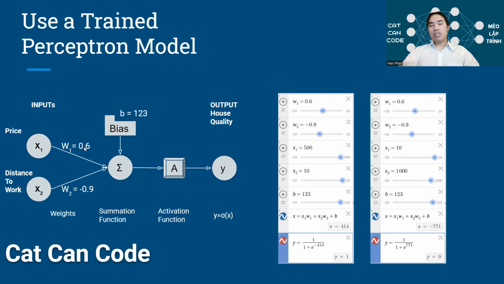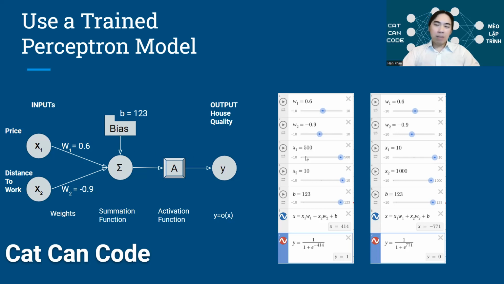And the price is 0.6 because if the price is high, definitely the house quality is going to be higher. But if it's too high, then it may not be feasible or possible to buy the house. So I put 0.6. So let's see how this model performs on any sort of input and what sort of calculation or output it will give the user.